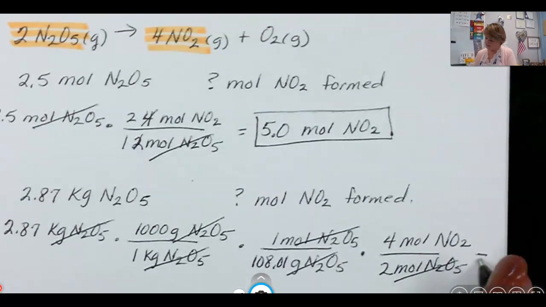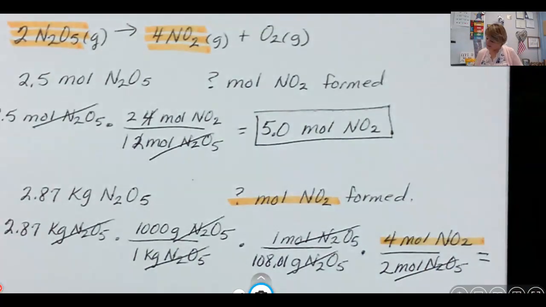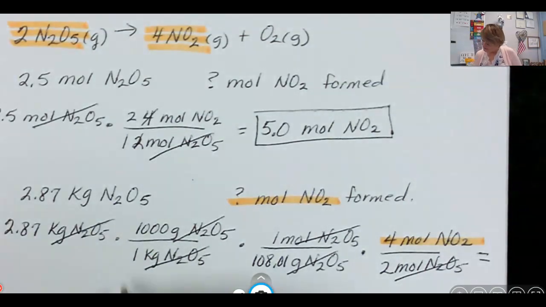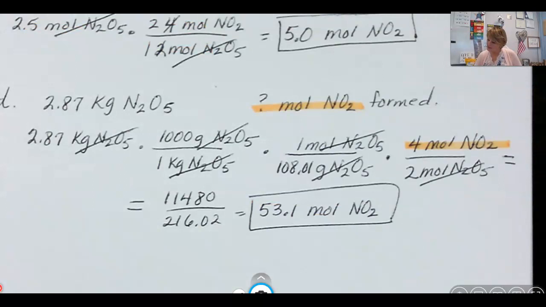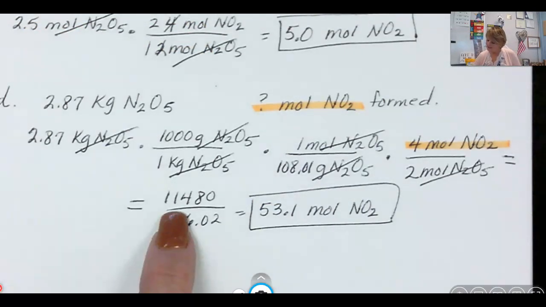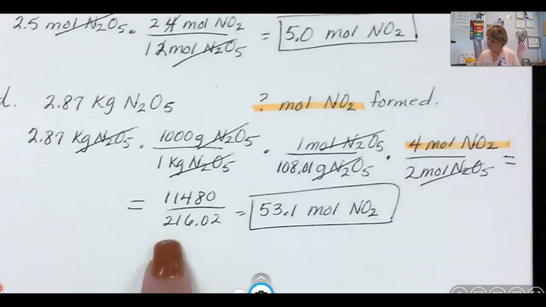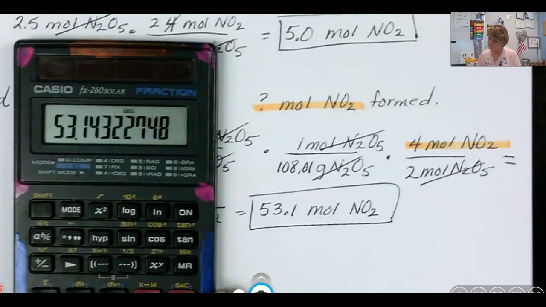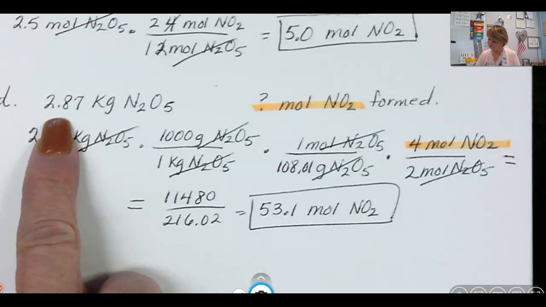Okay, and there's all my steps. And so when I look at this again, I'm wanting to know how many moles were formed. Here's the moles that are formed on that. So I've got everything canceled out. The rest, as they say, is calculations. So go ahead and run your calculations and see if we agree. Okay, so let's see if we're in agreement. So when I multiplied my numerators, I got 11,480. My denominators, I got 216.02. I divided out and I got actually 53.1432, blah, blah, blah. But significant digit wise, I only needed 3 in this case.